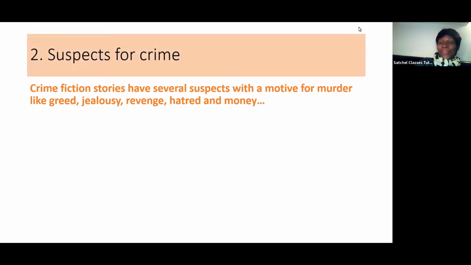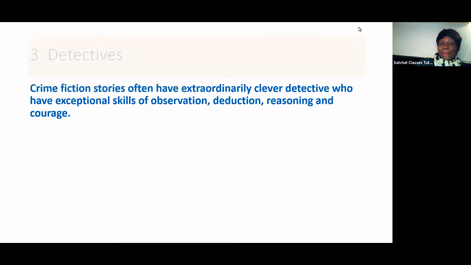The second aspect of crime fiction is about suspects. We don't know why or who exactly is using the hound to kill, to murder, to maim, to hunt. So we have all sorts of different suspects. The motives could be greed, they could be jealousy, it could be revenge, could be hatred, or it could be money. And again, we're not really given that information at this point.